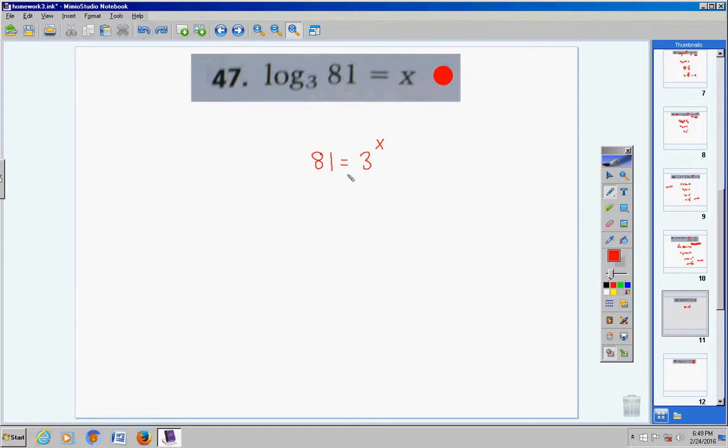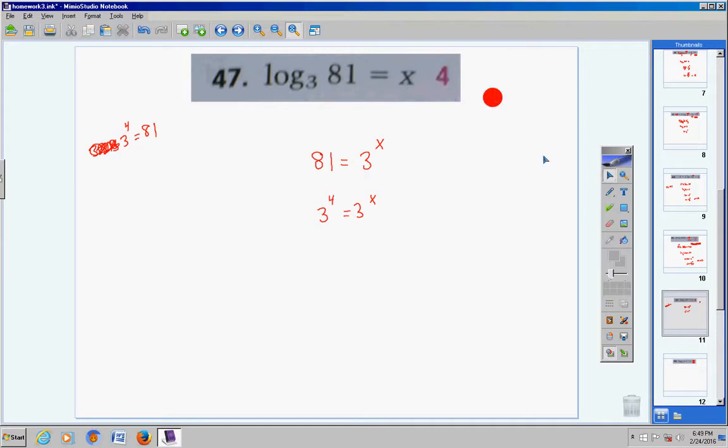And so how do we solve this? Well, you guys know. First of all, you try to write both sides with the same base. And we can do that. 3 times 3 is 9, times 3 is 27, times 3 is 81. So, 3 to the 4th power equals 81. So for 81 right here, I'm going to put 3 to the 4th power equals 3 to the x. So obviously x has to be 4 because 3 to the 4th equals 3 to the 4th. So the answer is 4.